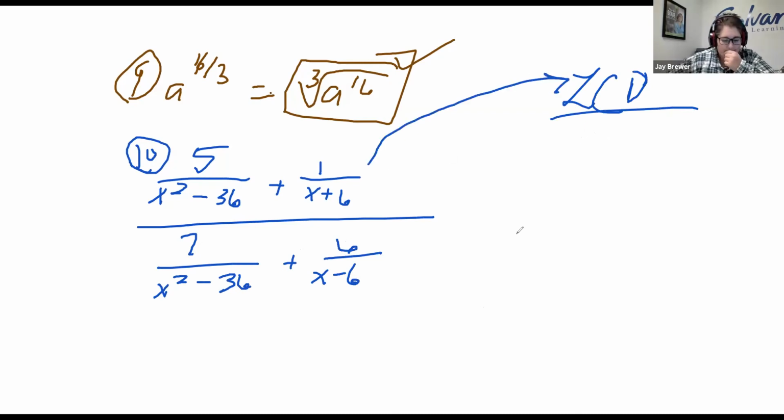X plus 6, x minus 6. Very good. Okay, x plus 6 and x minus 6. All right. So you can kind of do this problem a little bit nicely. You can see that the LCD is equal to the denominator of the 5, right?